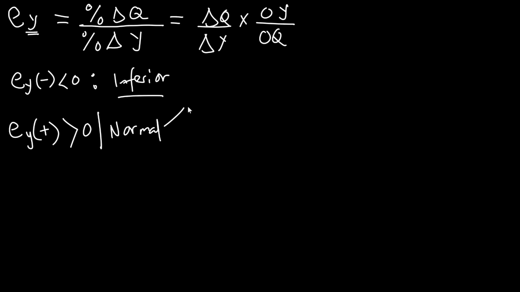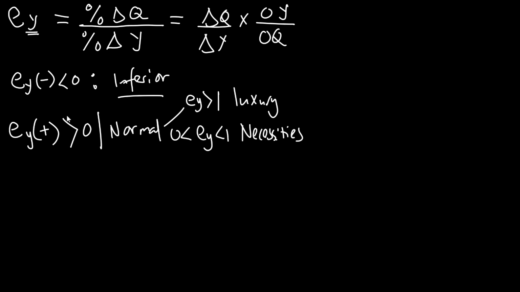If it's greater than 0 and the income elasticity is also greater than 1, these are luxuries. But if the income elasticity is greater than 0 but less than 1, these are necessities. So you must know the distinction. Normal goods can either be luxuries if they are highly elastic, or necessities if they are inelastic. All right.